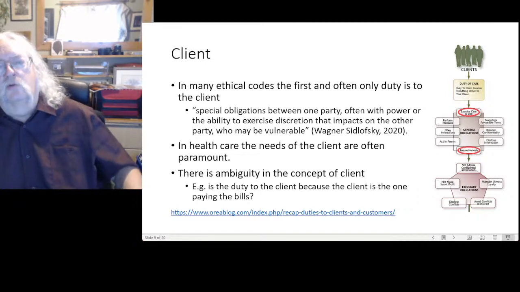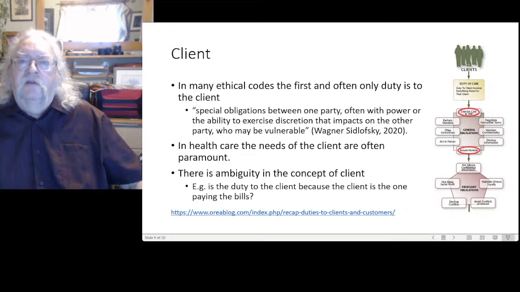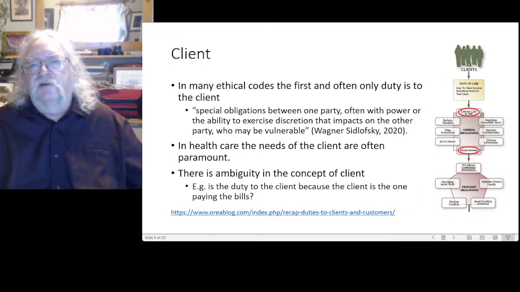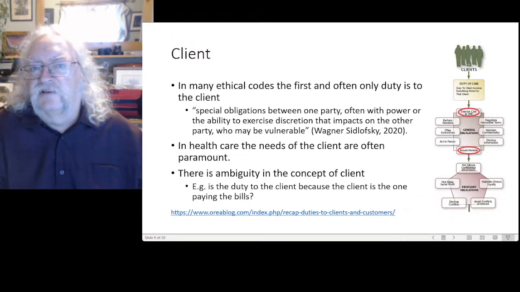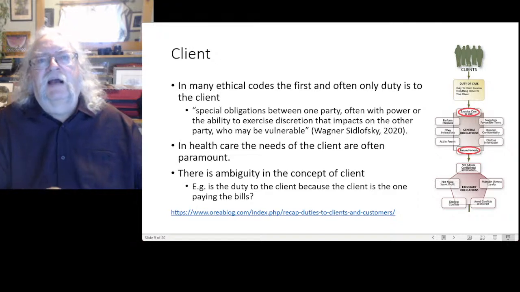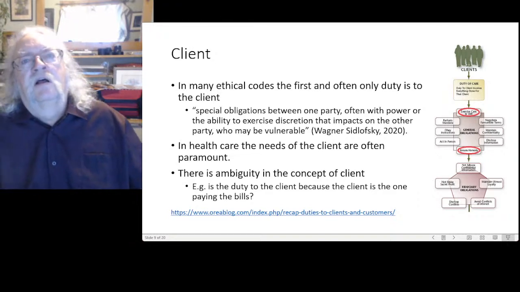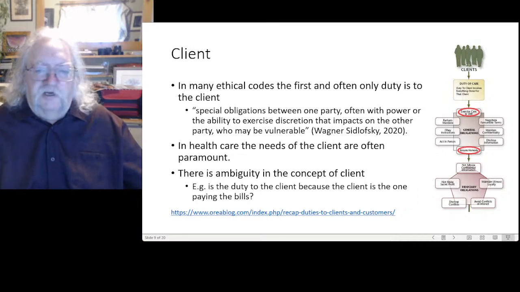But in social media, as we well know, the client is the person paying the bills, the advertiser, and the user of the system isn't considered a client at all. The user, in fact, is considered the product, their attention being what is sold to advertisers.